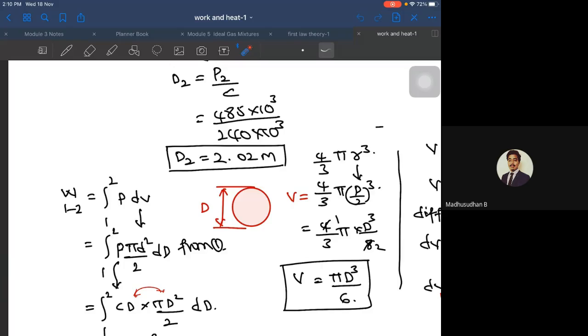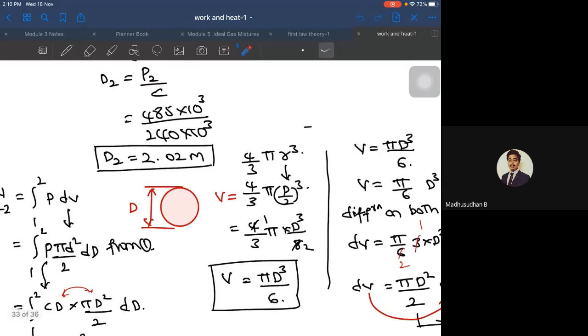Now, in order to understand this, you can come here. Volume is what? Volume of a sphere. Anyone knows about the volume of the sphere? What is the volume of the sphere?